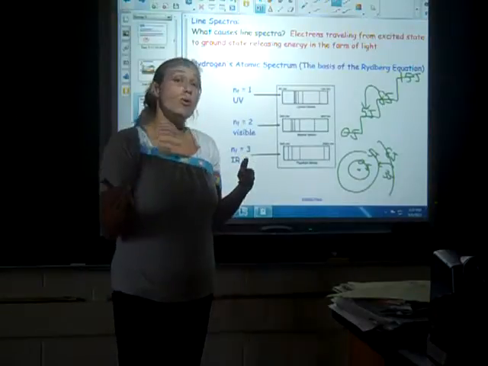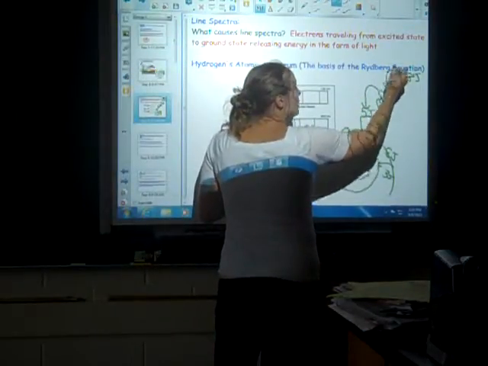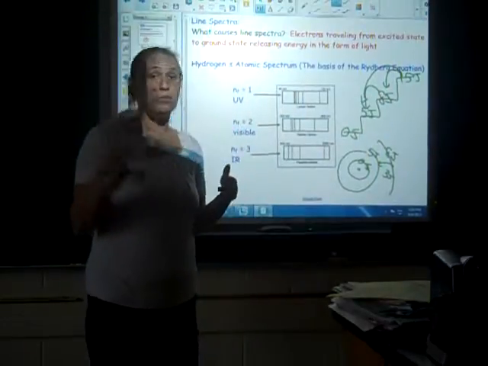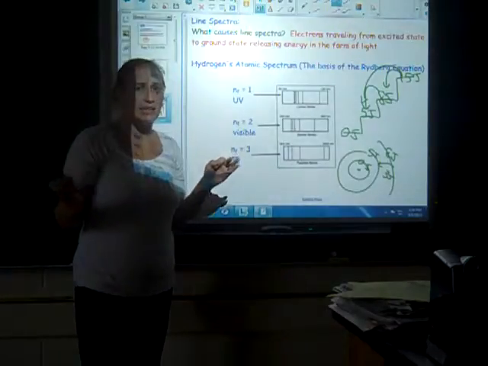That energy would correspond to a specific wavelength. And if you look, when I make these jumps, there are only certain amounts of energy that could be released, okay? It's not an infinite amount of energy, so I don't see a continuous spectrum, I see a line spectrum.